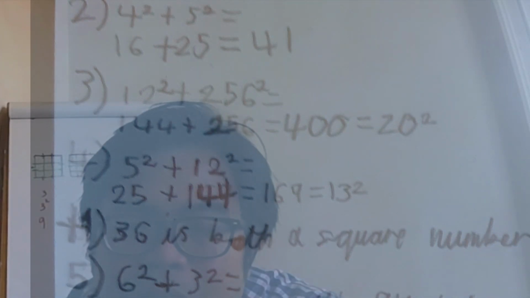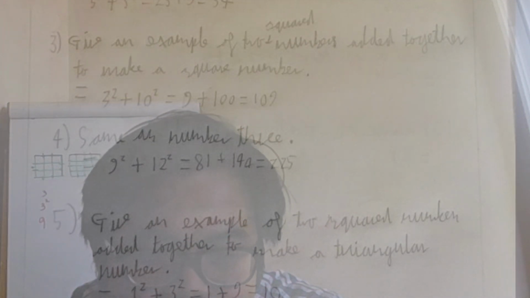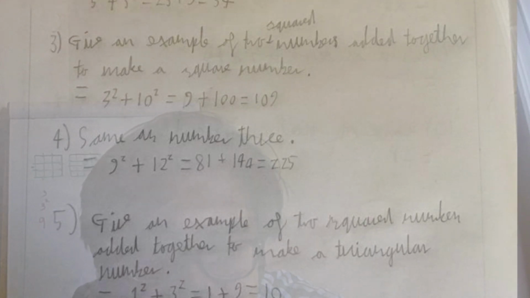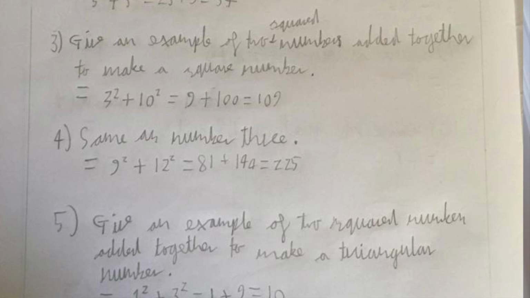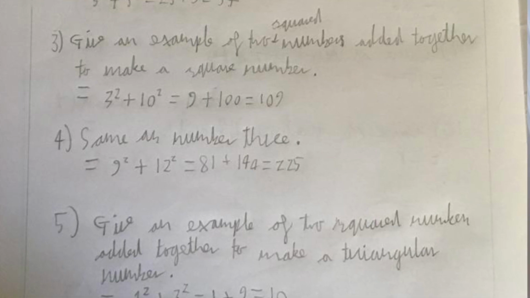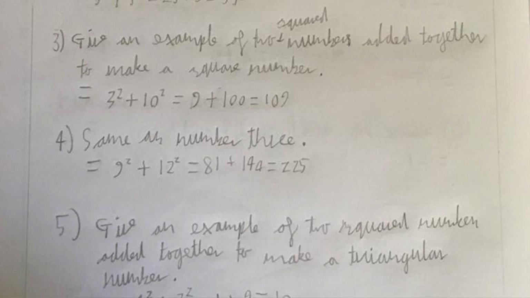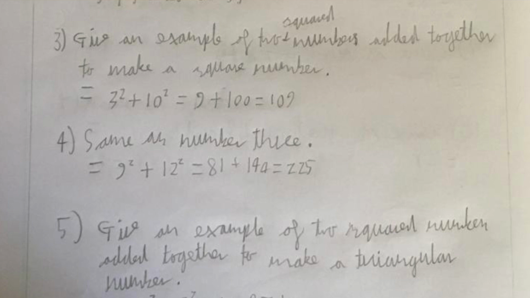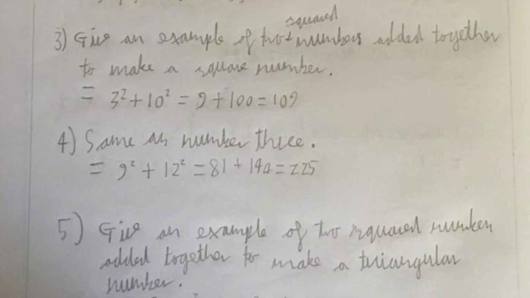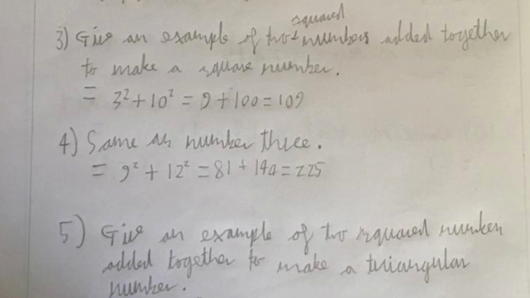Now let me look at another one. Now this one, numbers 3 and 4, and it's good always to write the original question. Give an example of two squared numbers added together to make a square number. And here's another example. 9 squared is equal to 81. 12 squared is equal to 244, and you have 225. Now, is 225 a square number?